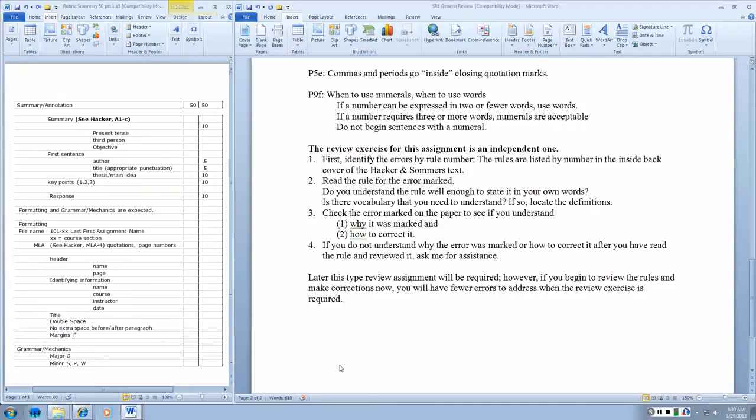Now, if you will, look again to the left to the rubric and formatting. One of the assignments that you had was to submit an MLA document for review. These items, beginning with formatting and grammar and mechanics, these things are expected. Other parts of the assignment were new, but you're expected to format your document using the standards set up by MLA. There are instructions in Syllabus Plus.